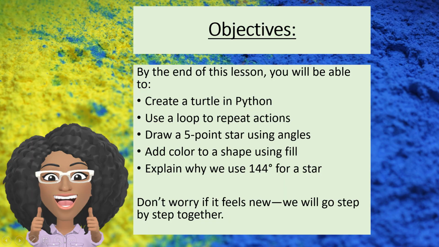Objectives. By the end of this lesson, you will be able to create a turtle in Python, use a loop to repeat actions, draw a 5-point star using angles, add color to a shape using fill, and explain why we use 144 degrees for a star. Don't worry if it feels new. We will go step by step together.